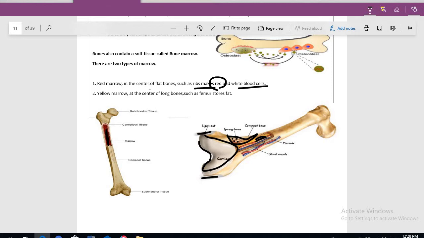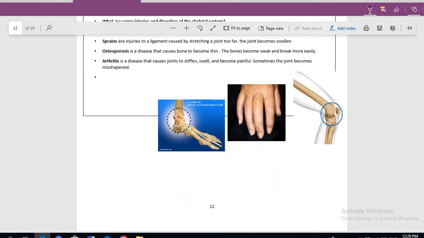So red marrow is responsible, look this one, for making red and white blood cells, while yellow marrow, like this yellow, at the center of long bones such as the femur, stores fat. So yellow marrow stores fat, while red marrow produces red and white blood cells. So the function of red marrow is to produce red and white blood cells, while the function of yellow marrow is to store fats.